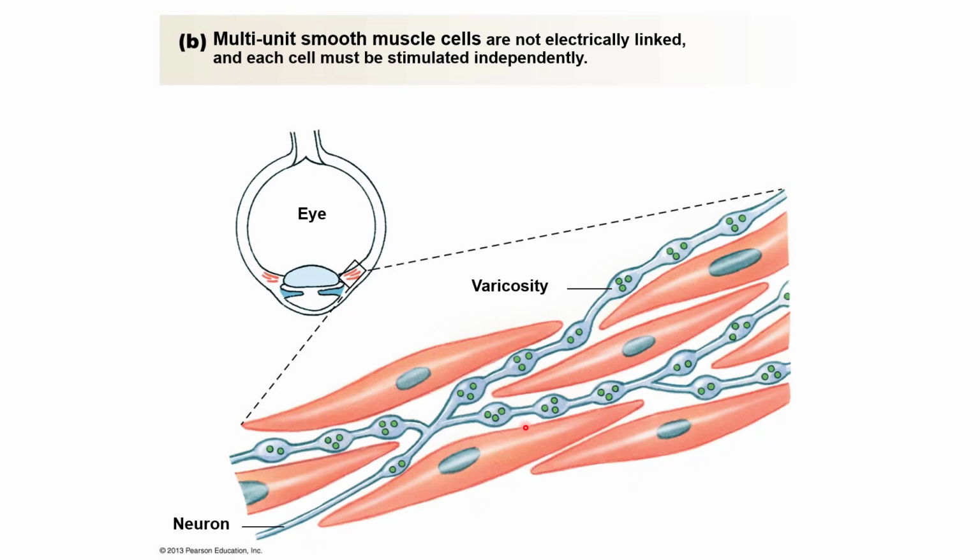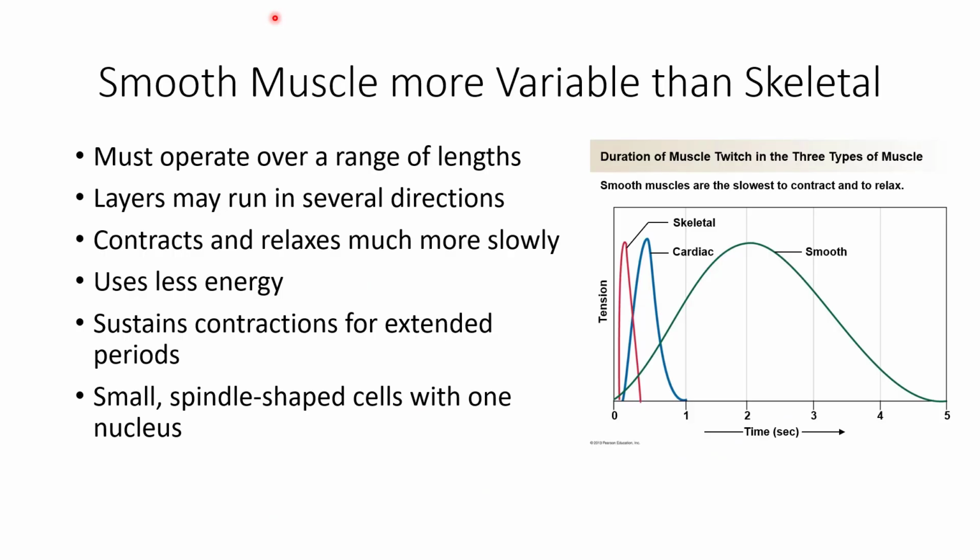In the case of a multi-unit, however, you'll notice we don't have those gap junctions. And so individual cells contract for themselves depending on whether there is binding of neurotransmitters released from the varicosities. When we look at the muscles in the eye, this is a multi-unit, and this allows for a lot of fine tension control, almost like recruiting additional motor units. You can think of each one of these muscle cells like a little motor unit, if we're using that analogous comparison in our skeletal muscle.